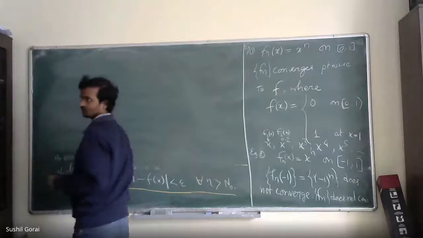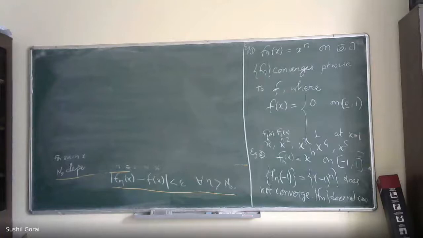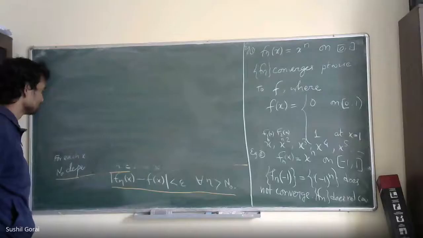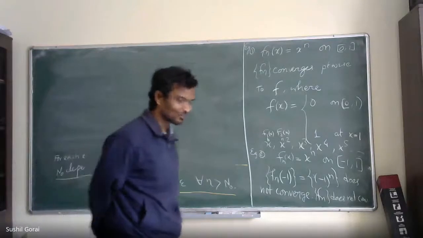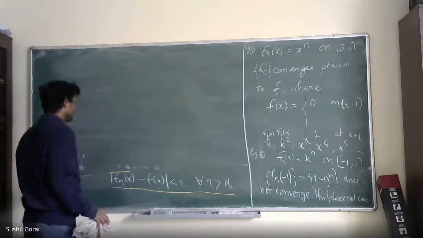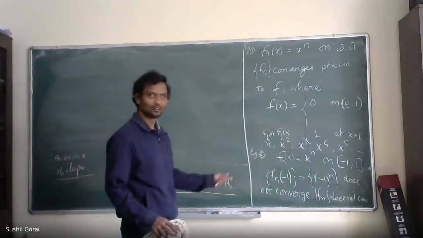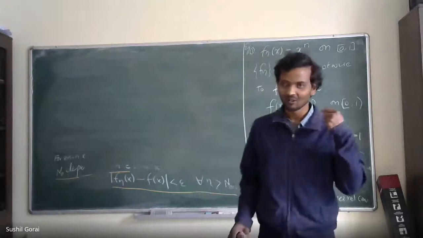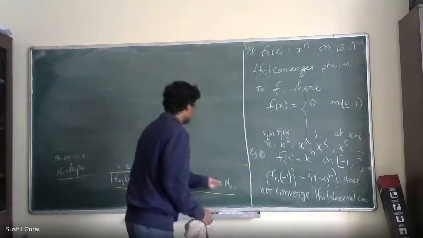Sir, in the definition, in the last line where it's written that |fn(x) - f(x)| is less than epsilon, we should add something after that, that it holds for all x in the domain of fn, something like this. No. It does not hold for all x. For each x, there exists an n naught such that it holds. N naught depends on x. So if you change x, your n naught will change.